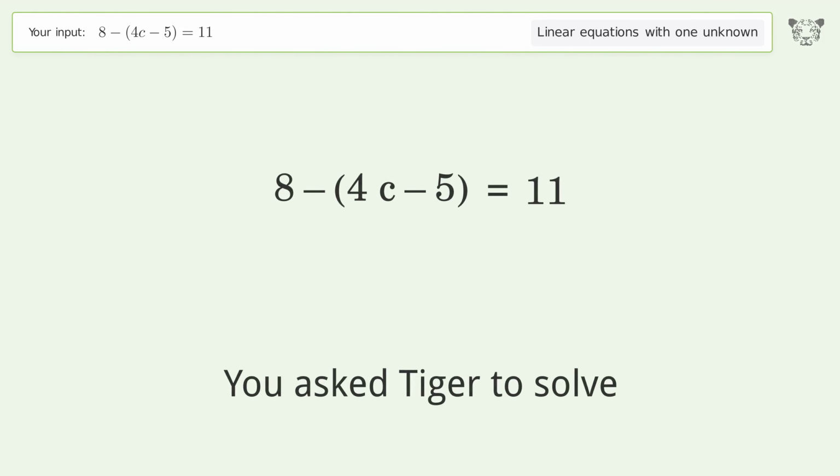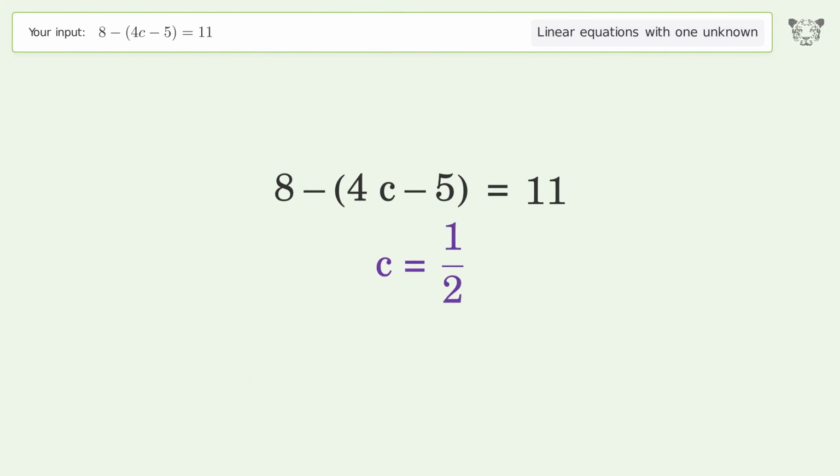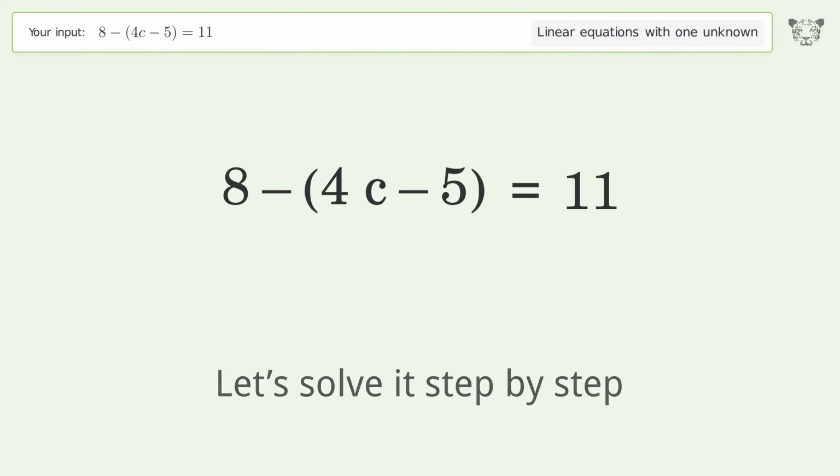You ask Tiger to solve. This deals with linear equations with one unknown. The final result is c equals 1 over 2. Let's solve it step by step.